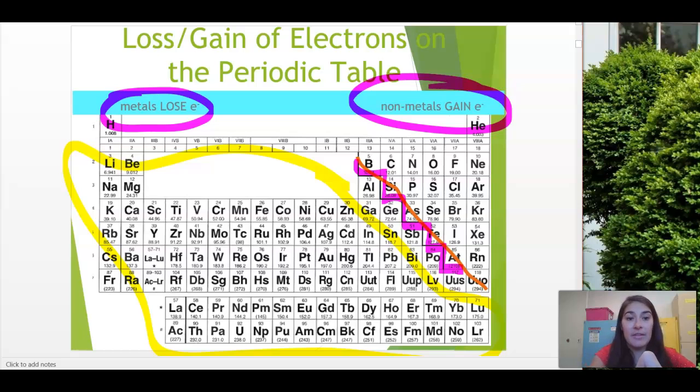And then on this top part over here, those are all our nonmetals, and the nonmetals are all going to gain electrons, and therefore they will form negative charges, right? Electrons are negatively charged. If you are gaining electrons, then you are going to have a negative charge. So when we're talking about ionic bonding, we're talking about ions participating in these things.